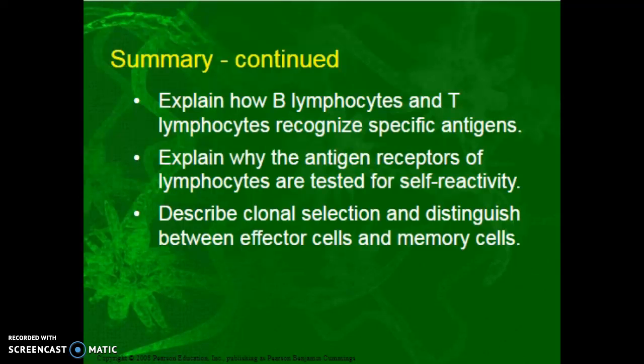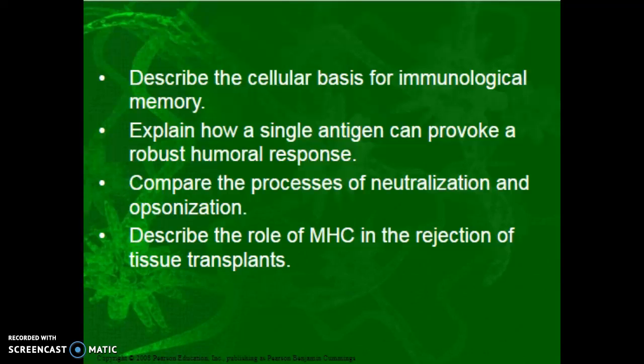Describe clonal selection. Make sure you know the difference between an effector cell and a memory cell. Remember, effector cells are causing an effect. Memory cells are remembering. Again, describe the cellular basis for immunological memory, those T cells. Explain how a single antigen can provoke a robust humoral response. That's our clonal plasma cells, clonal reproduction, all that type of stuff.